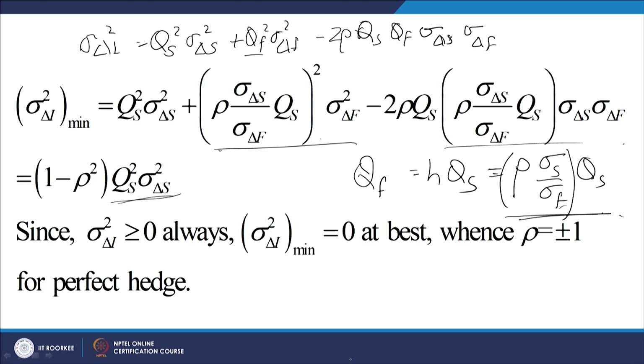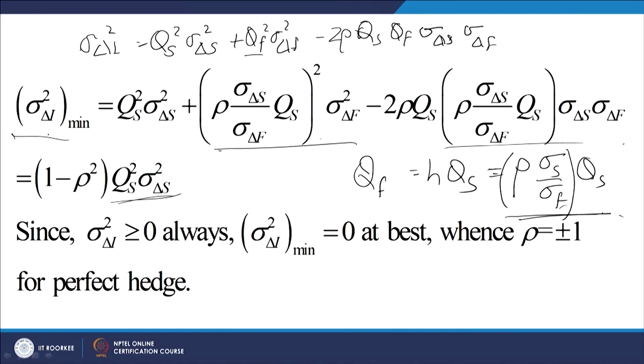Now, it is very obvious that the left hand side cannot be negative. So, the best possible scenario is that the left hand side can be equal to 0, because we are looking at minimum variance. We are trying to minimize the variance. Since this cannot be negative, the best possible situation is that this is 0, and that can occur when rho is equal to plus or minus 1.